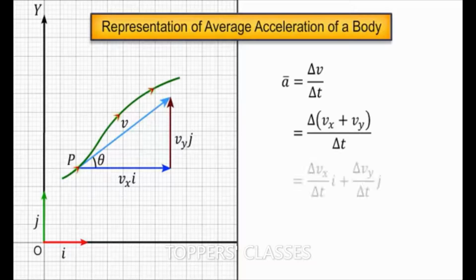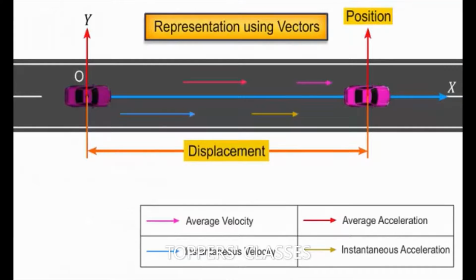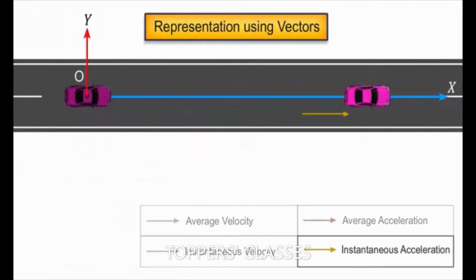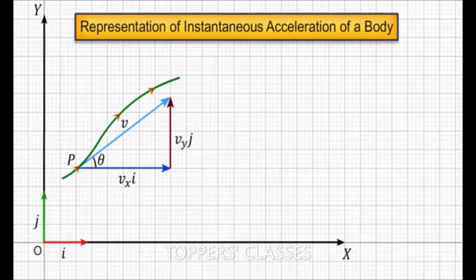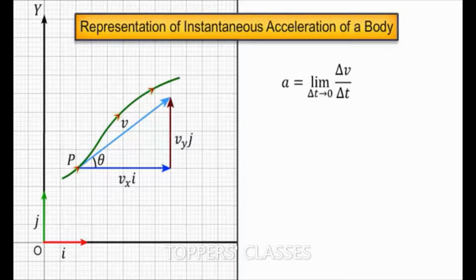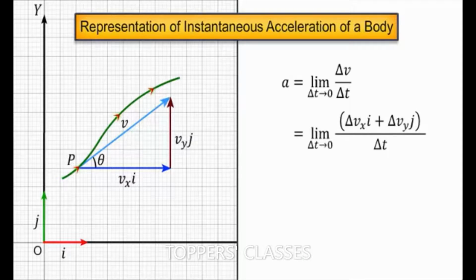Finally, let's discuss the representation of instantaneous acceleration of a body using vectors. Consider the body moving in the xy plane. The instantaneous acceleration or acceleration is limiting values of the average acceleration as delta t approaches 0. On simplification and substitution, we get a = ax i + ay j. We can understand this limiting process by using graphs showing the motion of the body.